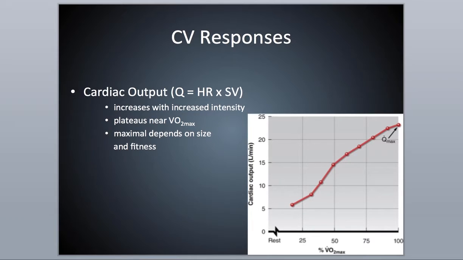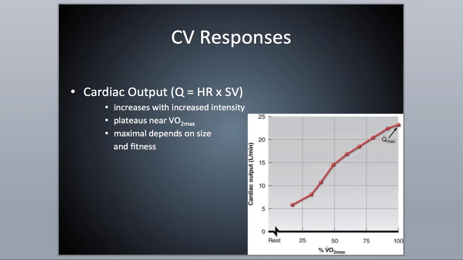Now, looking at cardiac output, again, cardiac output is heart rate times the stroke volume. Again, it is the amount of blood being pumped out per minute. This is going to increase with increased exercise intensities, and it's actually going to plateau near your VO2 max.